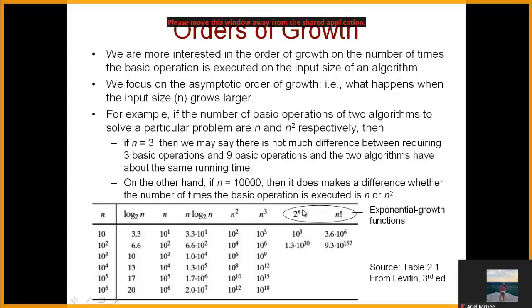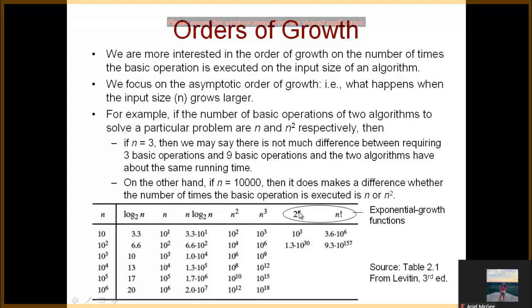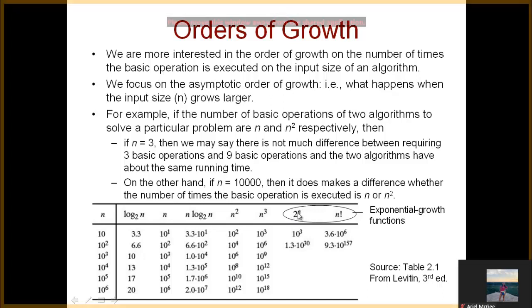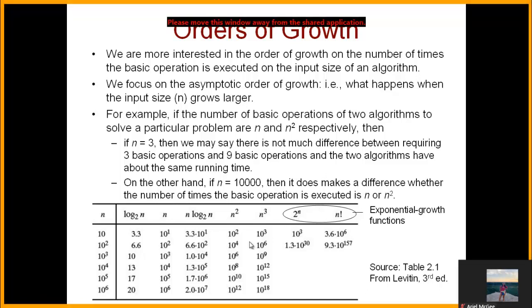Now about these two functions. In the functions that you have seen so far, what is in the exponent? It is a constant, either a 2 or a 3 or a 1. Whereas here you have the variable n itself in the exponent, so 2 to the power n. As n increases, the value of 2 to the power n will just explode, increasing significantly. Okay, so it's an exponential function.